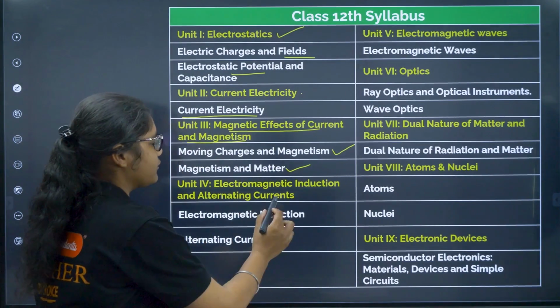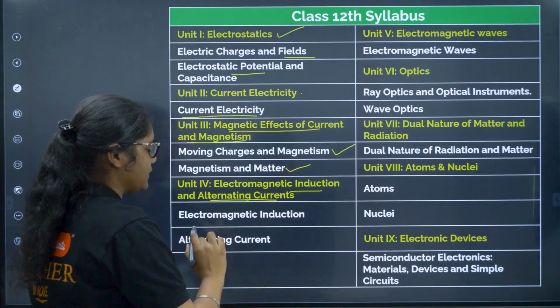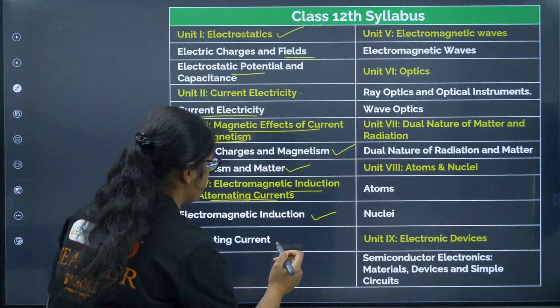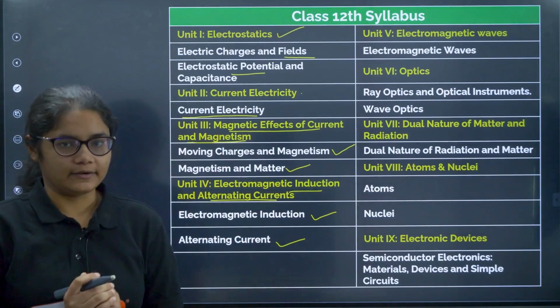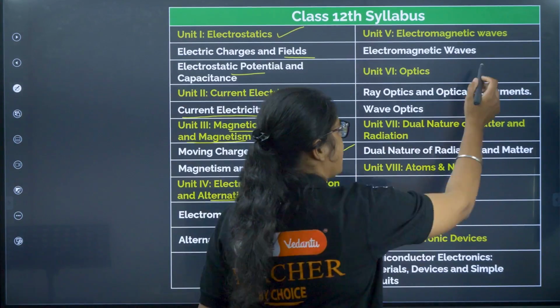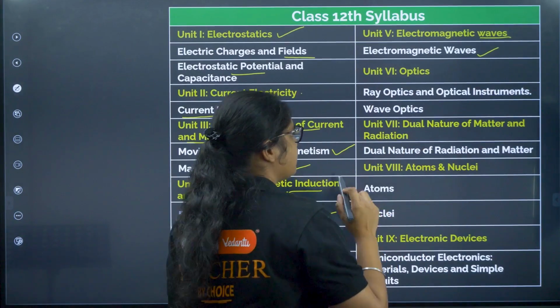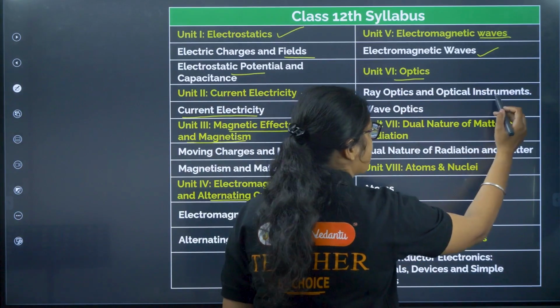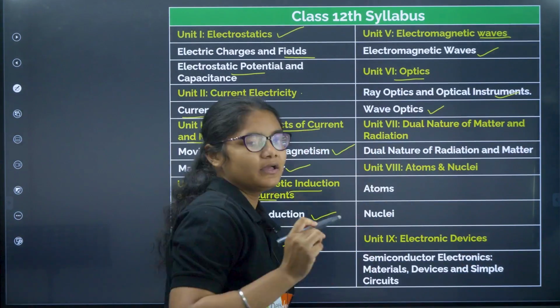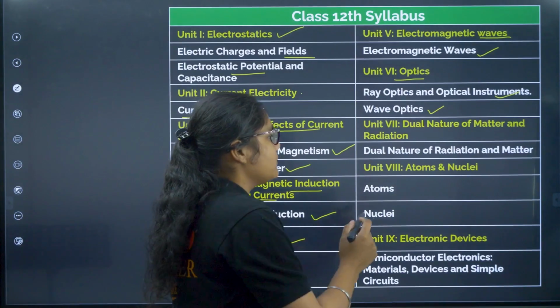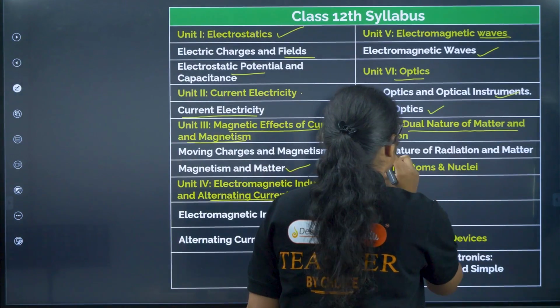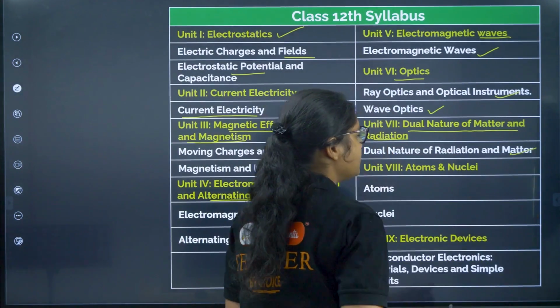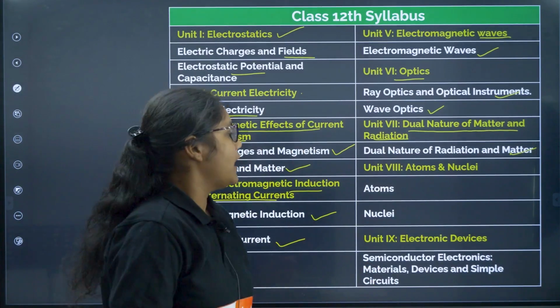Then Unit 4, electromagnetic induction and alternating current. Here you have electromagnetic induction and alternating current. Now coming to electromagnetic waves, we have the electromagnetic waves chapter. In optics, you have ray optics and optical instruments, and you have wave optics here. Then coming to Unit 7, that is dual nature of matter and radiation. Here you have the chapter dual nature of radiation and matter.